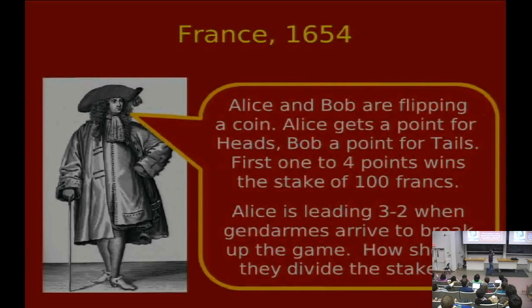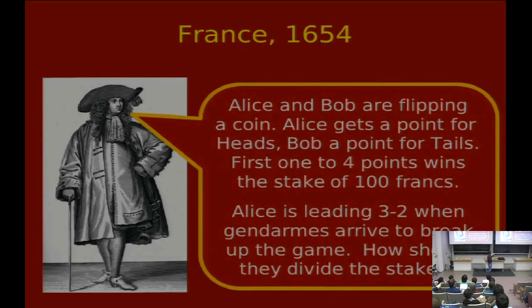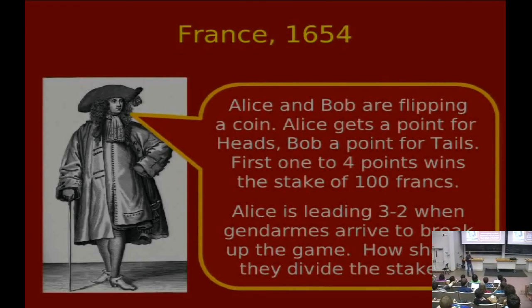And he said, suppose Alice is up 3-2, and then the game gets broken up. How should they divide the money? Because they shouldn't just split it evenly, because Alice was winning, but how much was she winning by? How much money should she get?